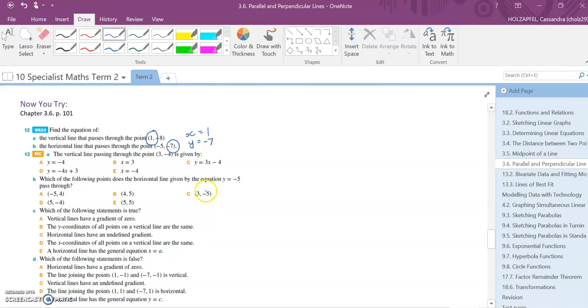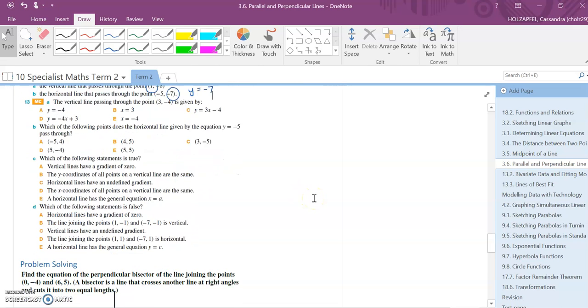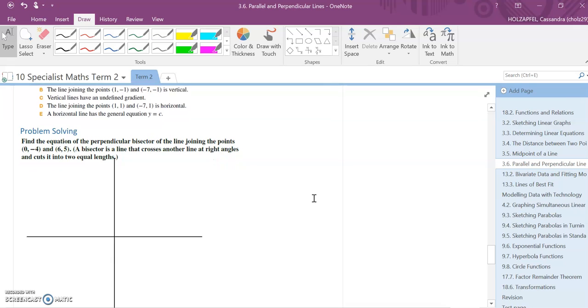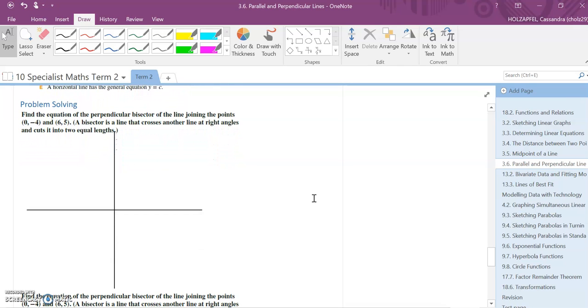Very, very simple. All right, there's a few multiple choice questions here that I want you to have a go at. I'm not going to go through the solutions of those with you. What I do want to go through is one more problem solving question with you.